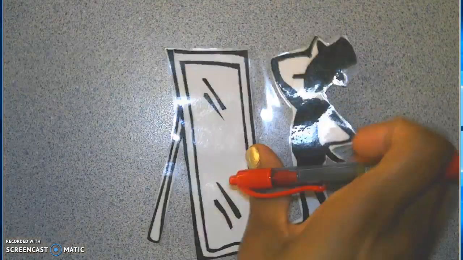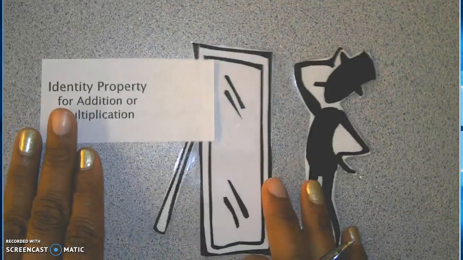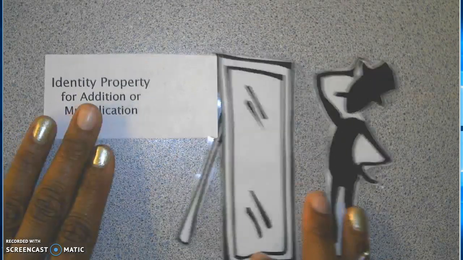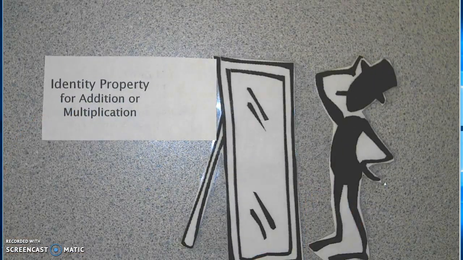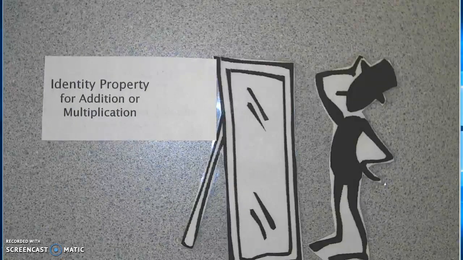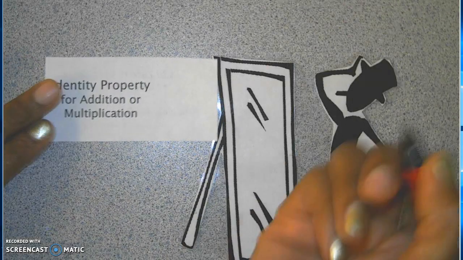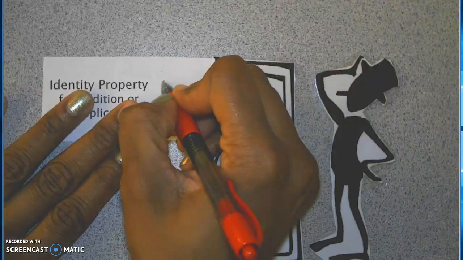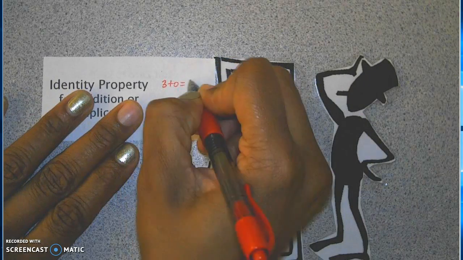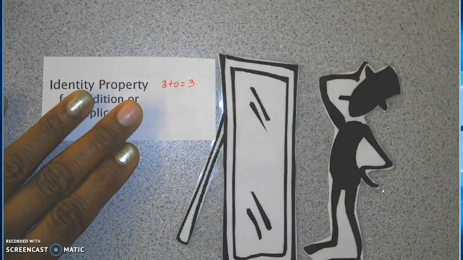Next, we look at the identity property. Identity property is additive and multiplicative as well. Identity property says no matter what you add to me or what you multiply me by, my identity doesn't change. I'm still myself. So the identity property says if I add 0 to a number, the number's identity doesn't change.